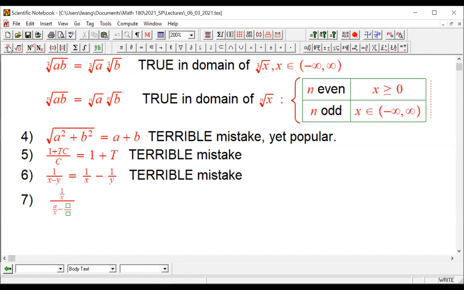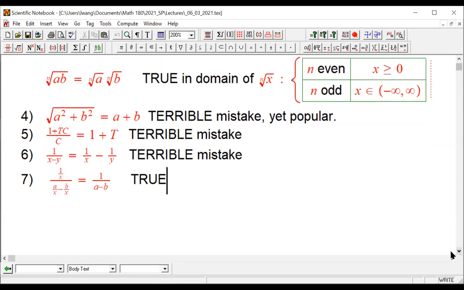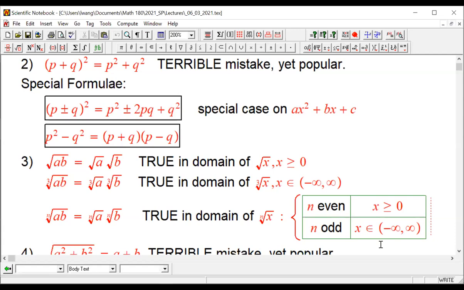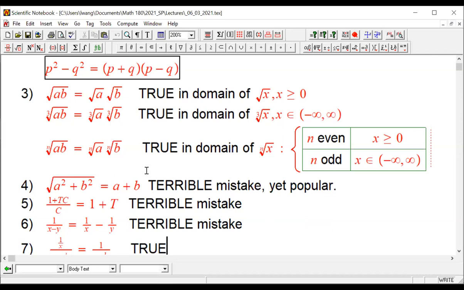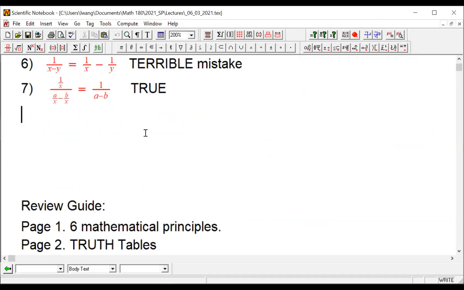Okay, next question. So this is true. Do you guys have any questions about why it's true? If you look at all the first 7 questions we covered, number 3 is true, number 7 is true, and the rest are all false. But those false ones are connected to so many different other things.